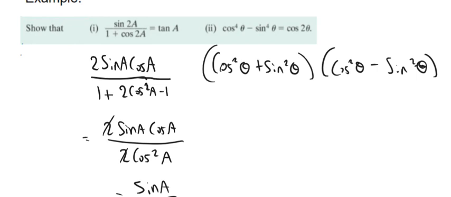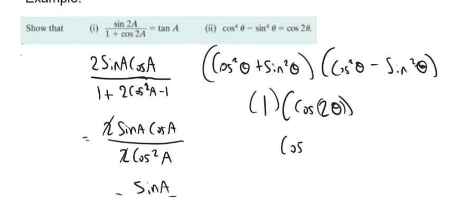And it's actually simple enough from there then. This part here, this cos squared theta plus sin squared theta, that is the same thing as 1. And then the other part is the same thing as cos 2 theta. And then it just simplifies down into what we want, so just cos 2 theta.